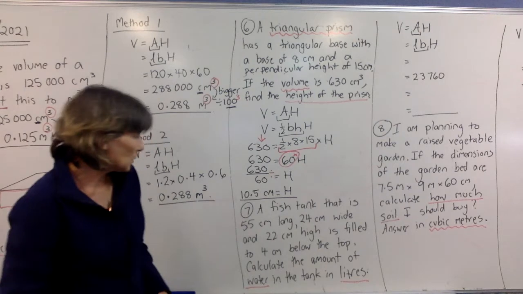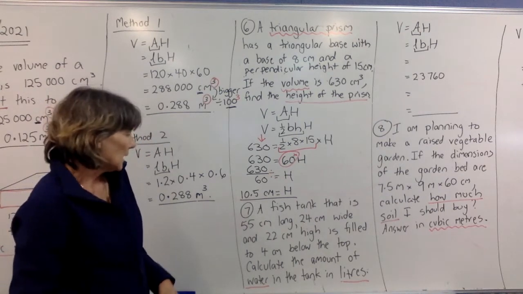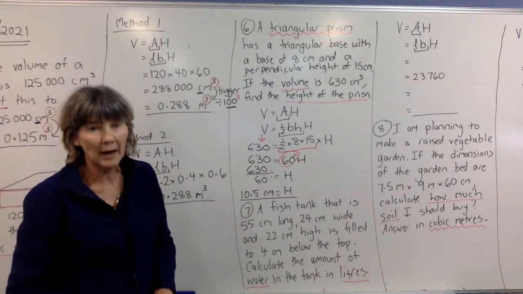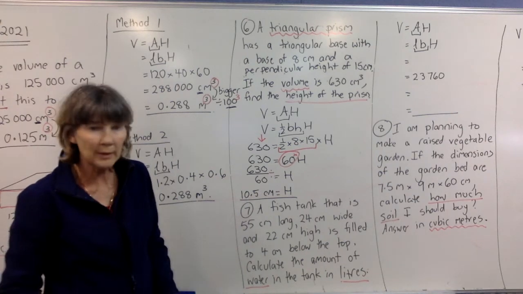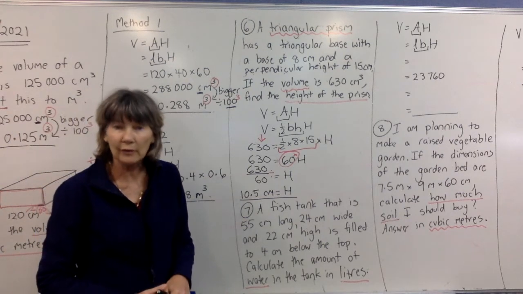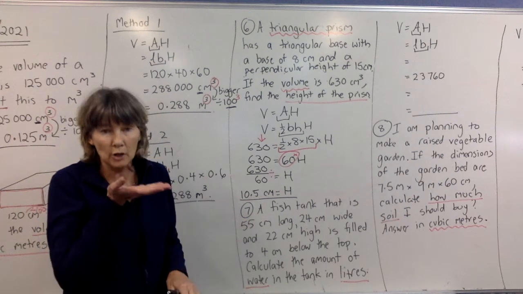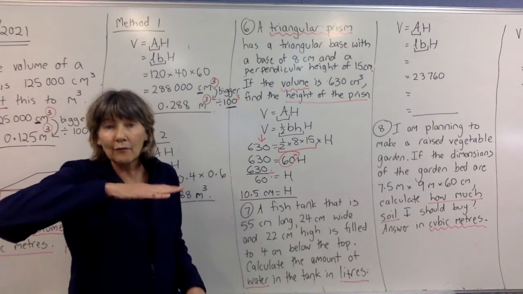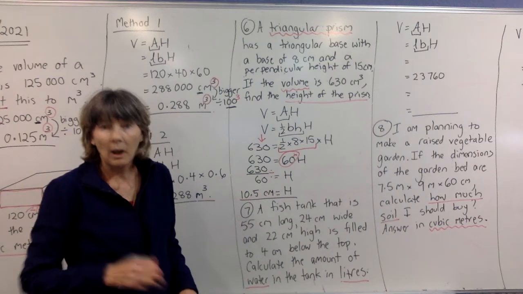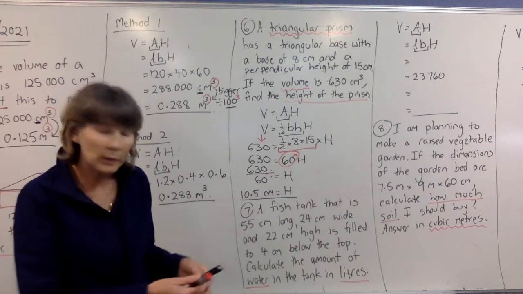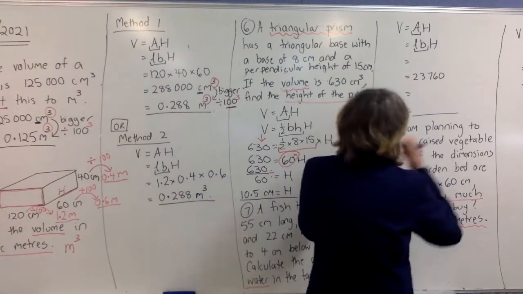All right, now in this next question, we have a fish tank. It's 55 centimetres long, 24 centimetres wide, and 22 centimetres high. Sounds like a normal rectangular prism. But they've told you that we're not filling the fish tank all the way to the top. All right, so it's only going to have water to 4 centimetres below the top. I've never seen a fish tank that's full right up to the top. So if I drew it, it would look like this.